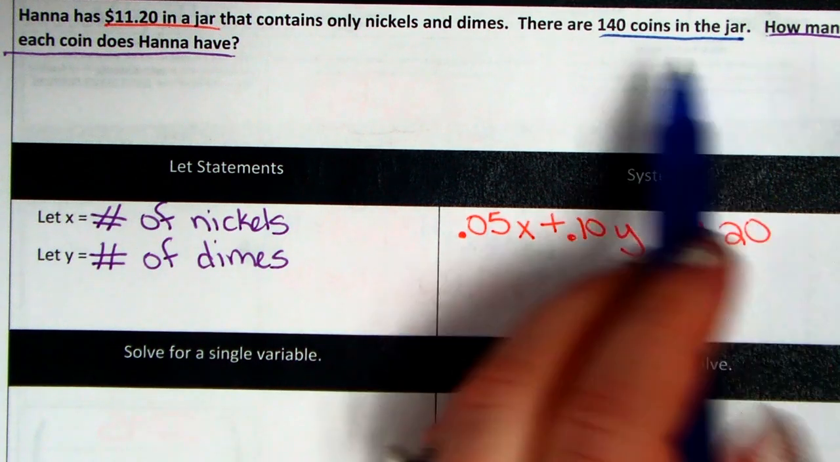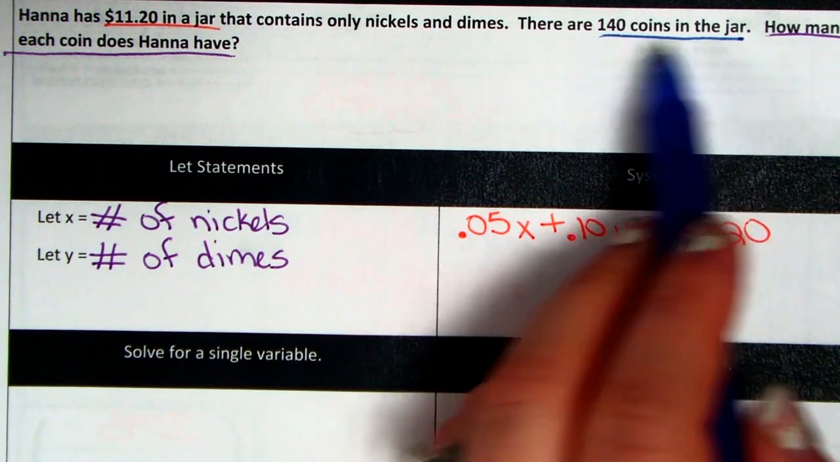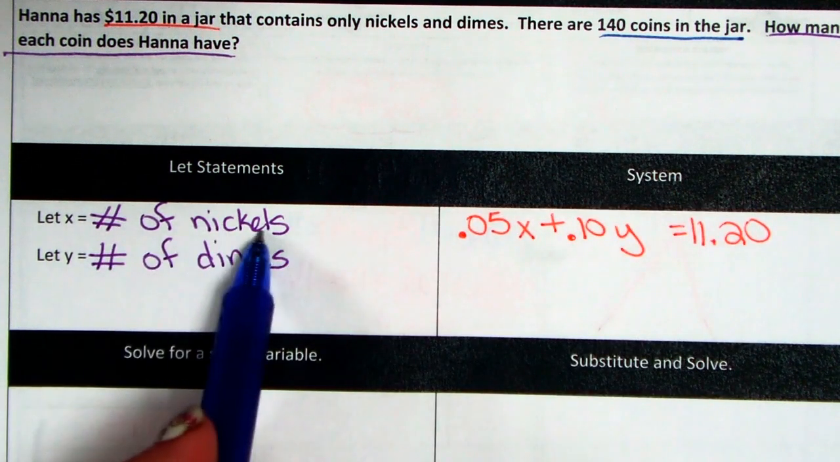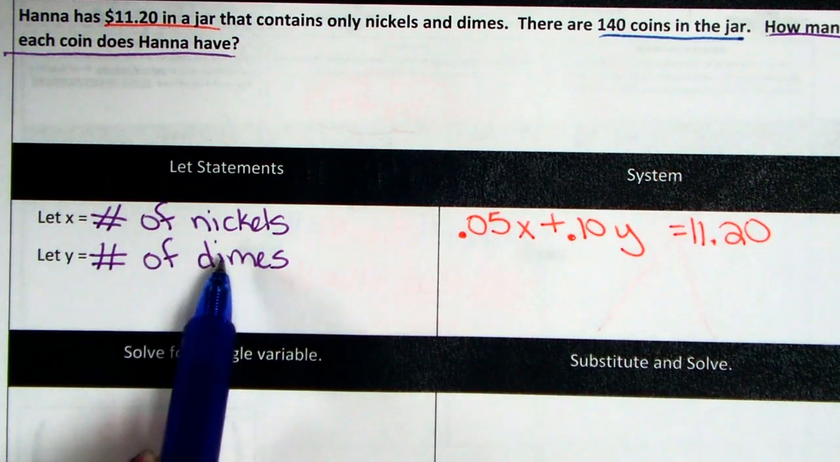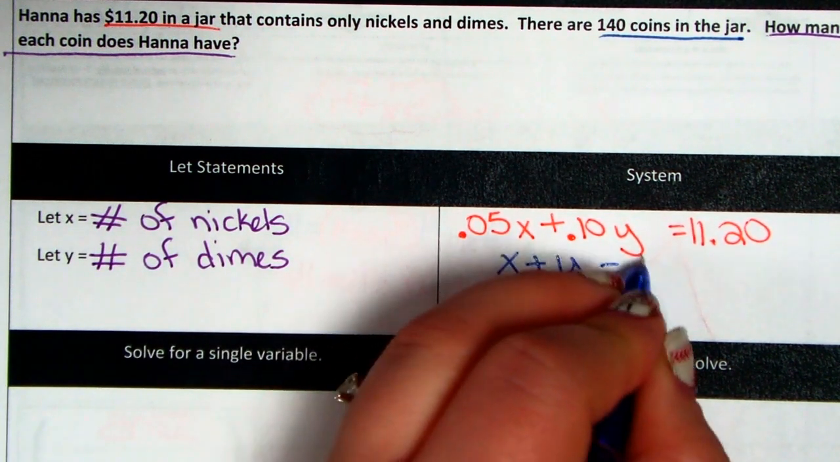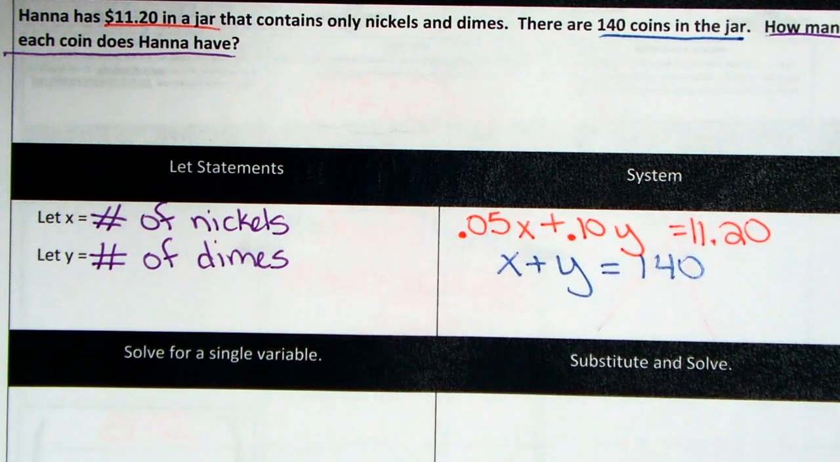Then the other piece of information that they've given us is how many total individual coins there are in the jar. Well, X is the number of nickels and Y is the number of dimes. So if I add those two together, I would get the total number of coins. And there's our system that we have set up to solve.